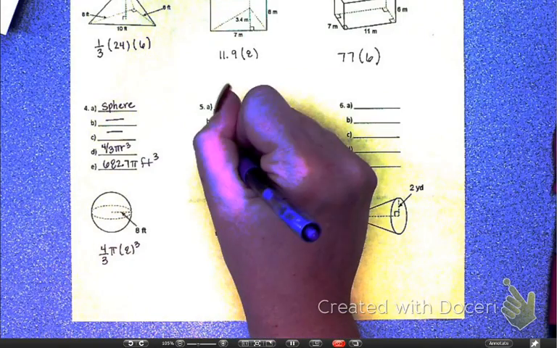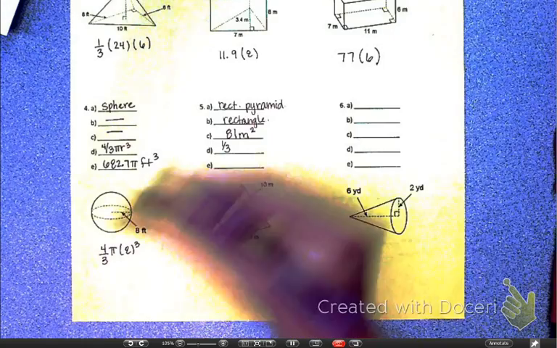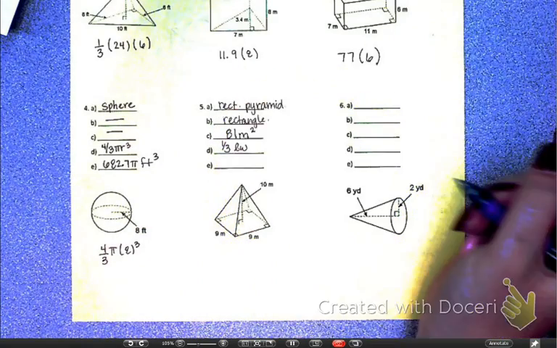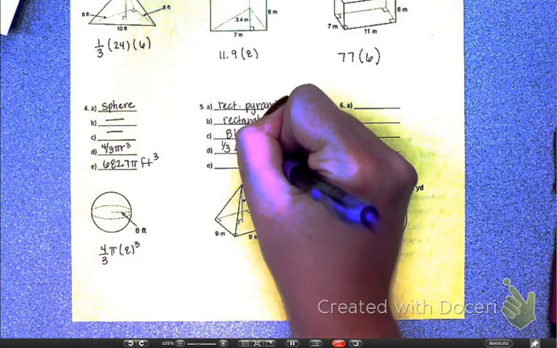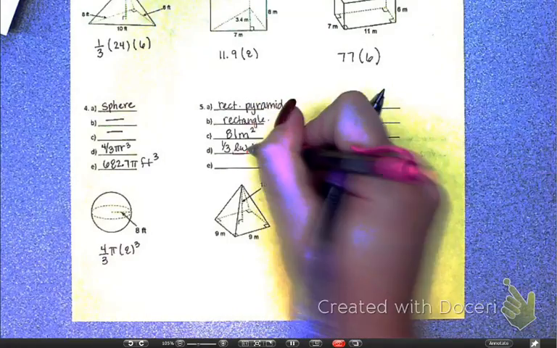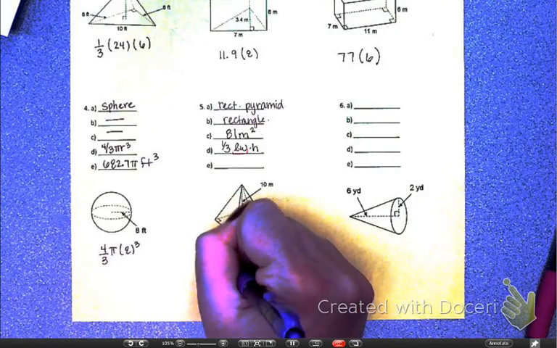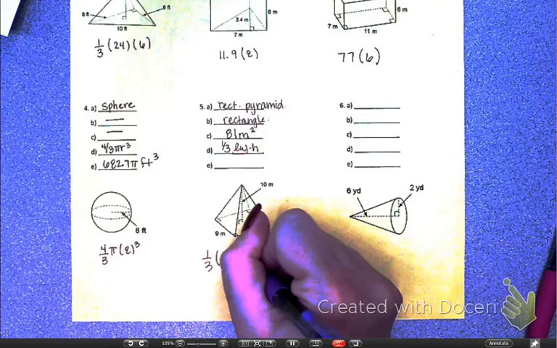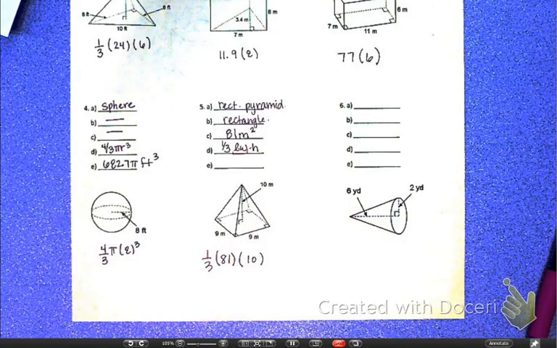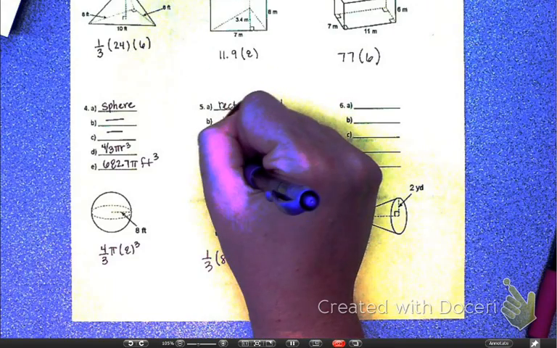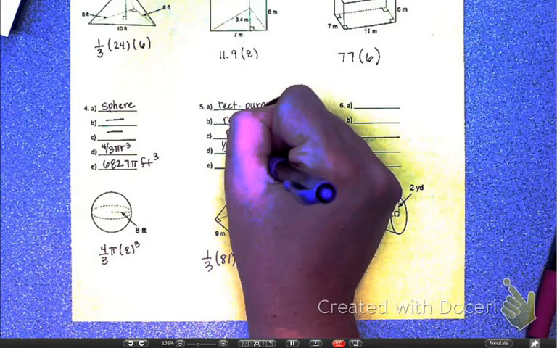Formula is 1/3 because it's a pyramid, length times width because of the base, times the height of the whole thing, and I already know the length and the width. So 1/3 times 81, because that's my length and width, times the height of the whole thing, which is 10, for a grand total of 270 meters cubed.